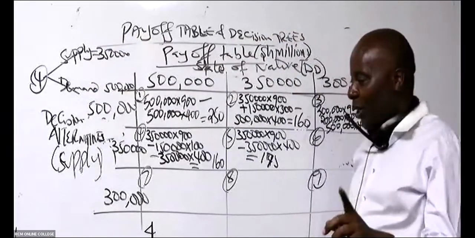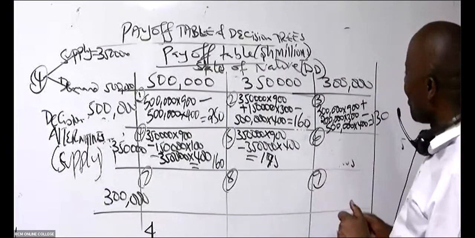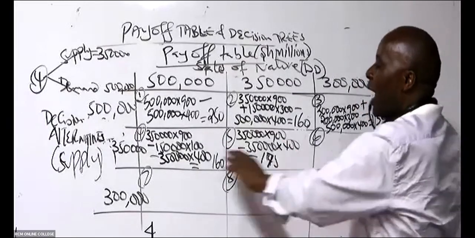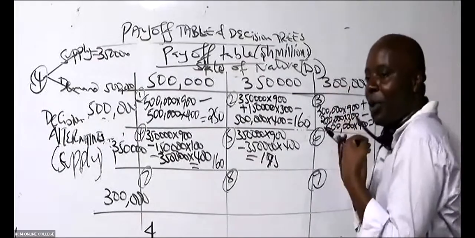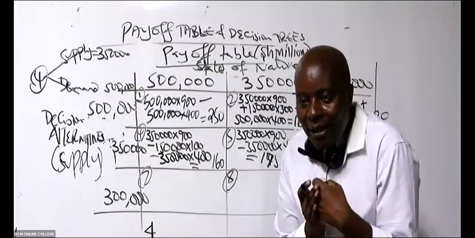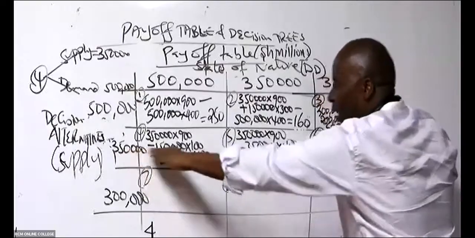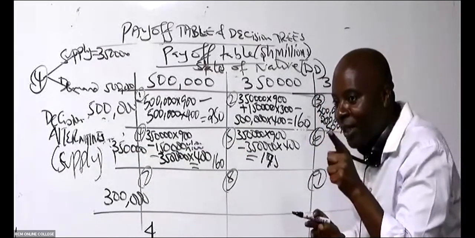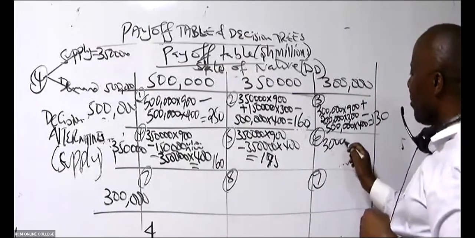Hebu tuangalie vizuri. Number 6, ladies and gentlemen. What is happening? Which intersection is this? I'm supplying 350, but they demand 300. So here I'm going to perish with some goods. I will be perishing with how many? 50. So you can see, here I'm supplying 350, but the demand down there is 300. So first of all, the ones I will sell will be the lower. So I sell 300 at what here, somebody?